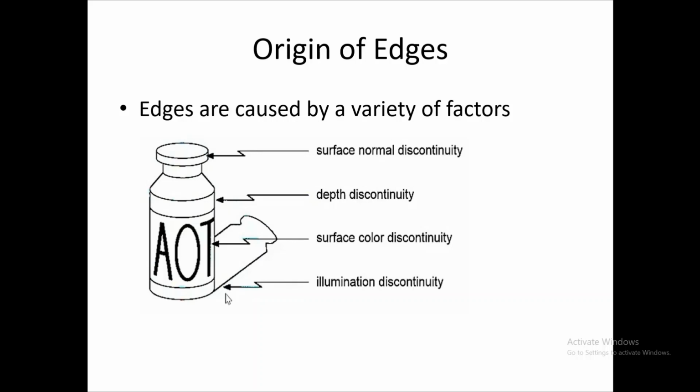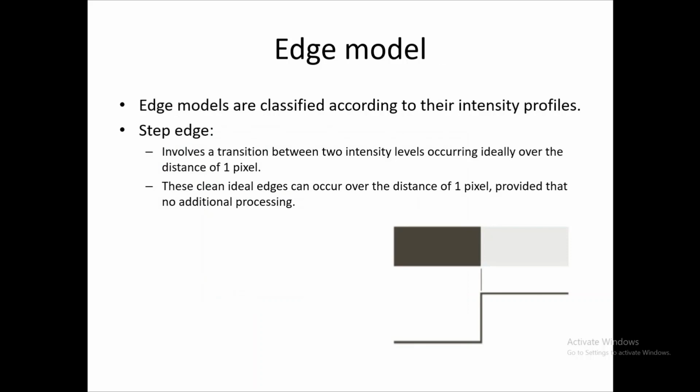Now we'll discuss the various models of the edge, and we can classify the edges according to their intensity profile. First, we will see the step edge. This step edge involves a transition between two intensity levels, which occurs ideally over the distance of 1 pixel. Here we can see it occurs along 1 pixel, and these edges occur in images generated by the computer for uses such as solid modeling or animation.